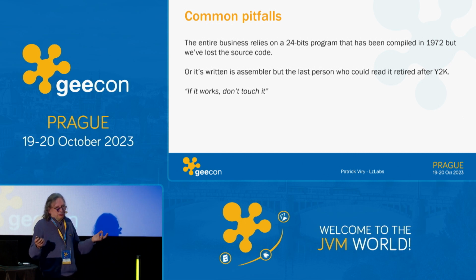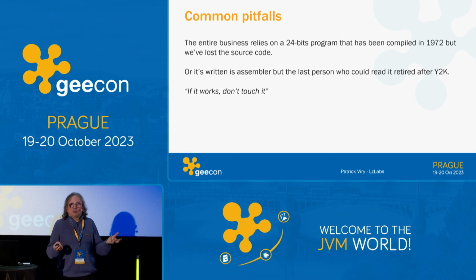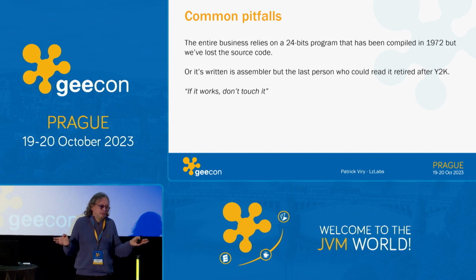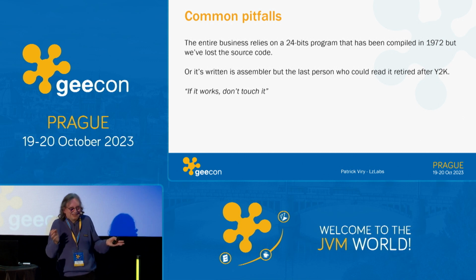Some interesting stories about mainframes. These are real stories. The entire business of a major company relies on a 24-bit program that was compiled in 1972, but they've lost the source code. But it works, so you don't touch what works.